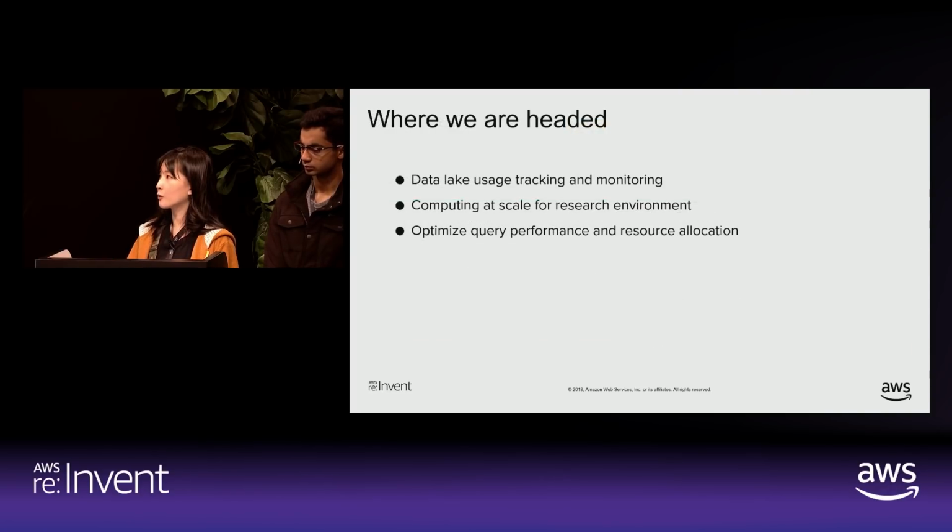So let's talk about where we are headed. There are a few things we are still working on. One is data lake usage checking and monitoring. There are some things we want to be aware of and prevent, such as overuse of data lake resources. For example, you might have overuse of the Glue crawler. Sometimes you don't have a new schema to detect, so you don't actually need to run the crawler to scan through all the data. You can just run a simple command to add a partition to your metadata. This is one example.